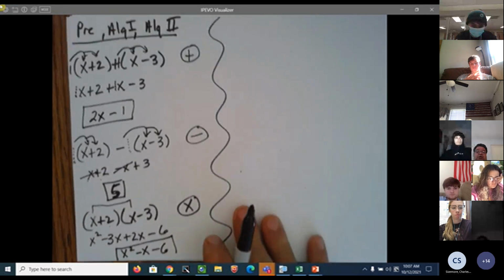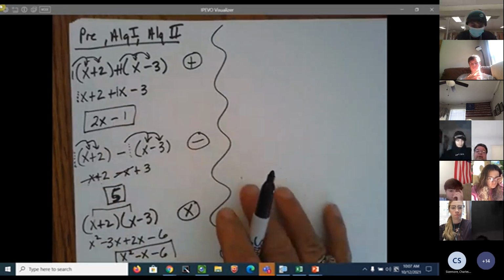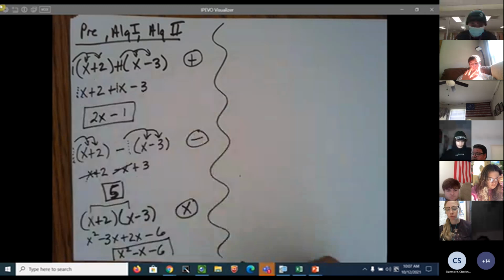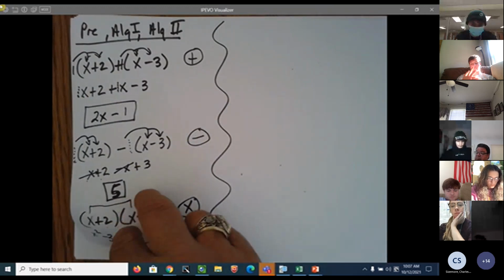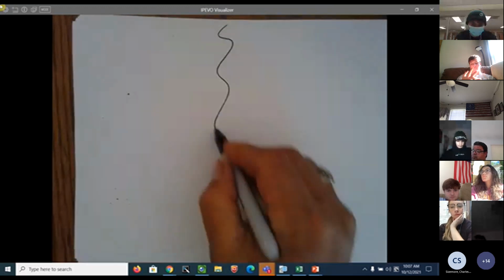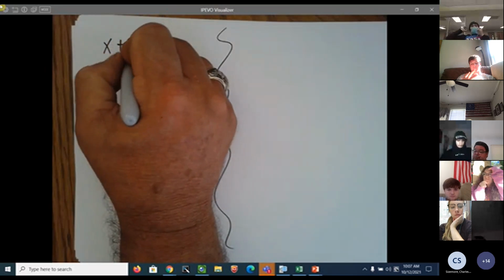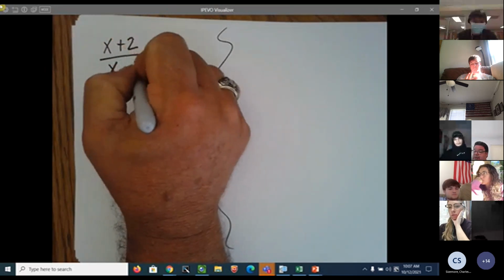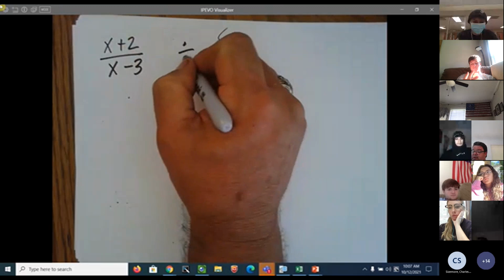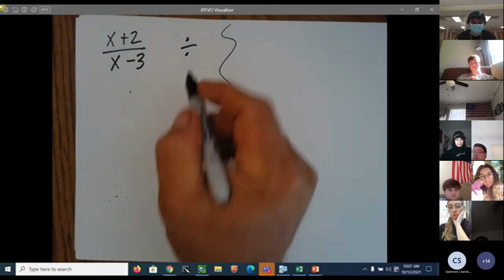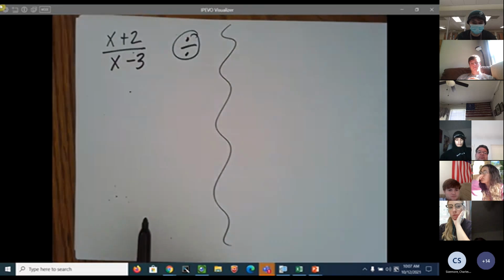So everybody should look at these three and go, oh yeah, I remember how to do that. Well, what about division? Well, you really can't divide these two because all you're going to get is x plus 2 divided by x minus 3. That's all you're going to get because there's not really anything you can do. So that's division.